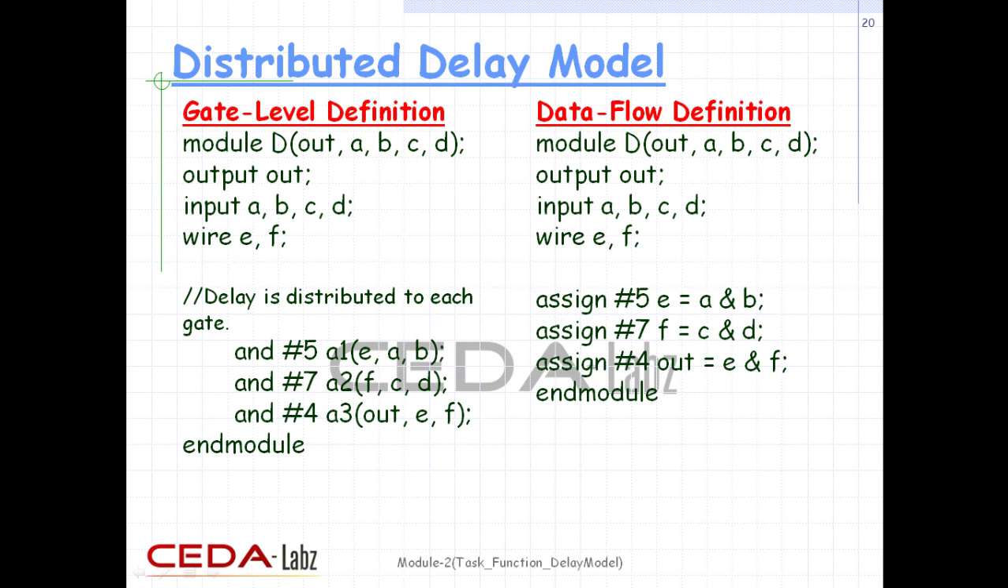These examples show how distributed delays are specified, in gate level and data flow description respectively. In gate level, delays are provided within gate instantiations, after the gate name. And, in data flow definitions, delays are provided after the assign keyword. Distributed delays provide detailed delay modeling. Delays in each element of the circuit are specified.